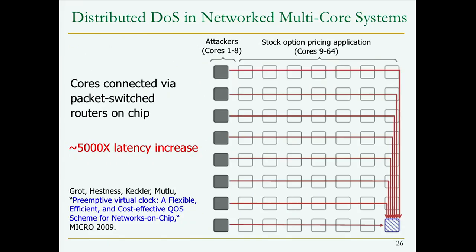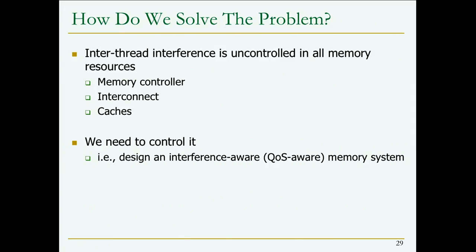But of course, on-chip has different constraints, right? Cache, maybe a lot more complexity internally over here. And also, you need to make decisions very quickly on chip. But we'll talk about that when we get to the interconnects. Okay, basically, how do we solve the problem? So inter-thread interference is uncontrolled in all memory resources that we have today. The solution is we need to somehow control it. I'm not sure if there's any other solution to this other than paying a lot of costs and partitioning your resources across different threads, which has its own set of problems. Basically, we need to design an interference-aware or quality-of-service-aware memory system.